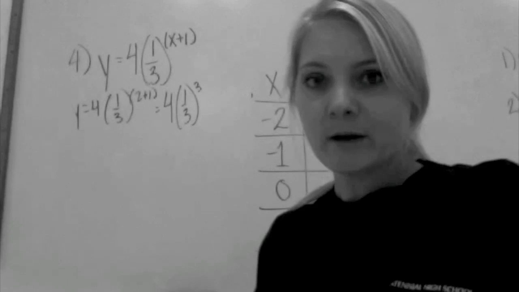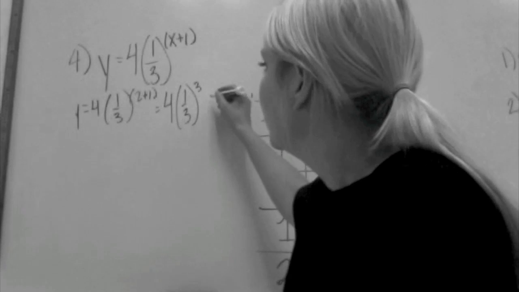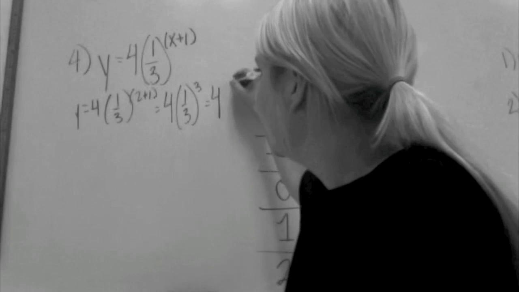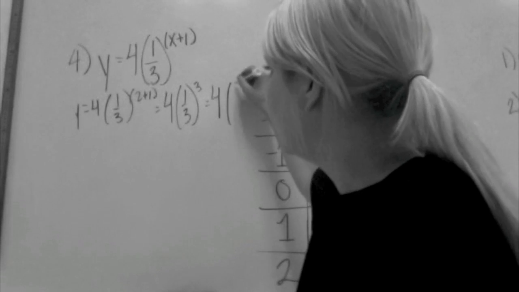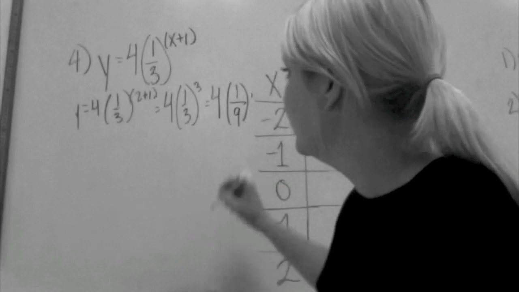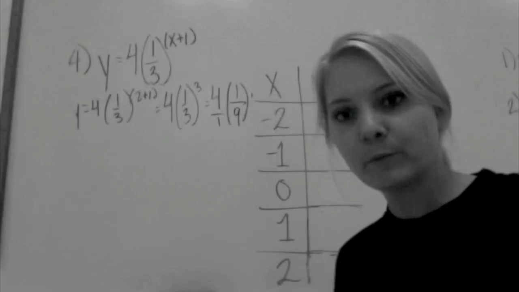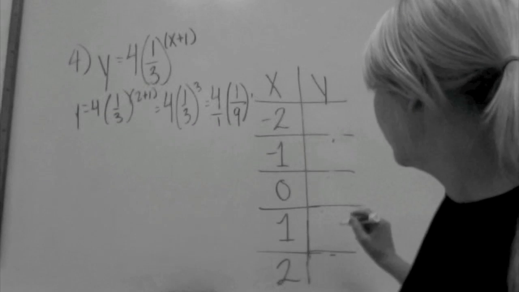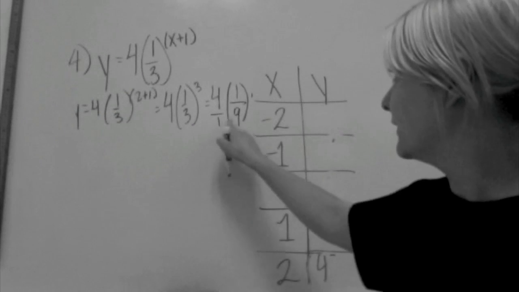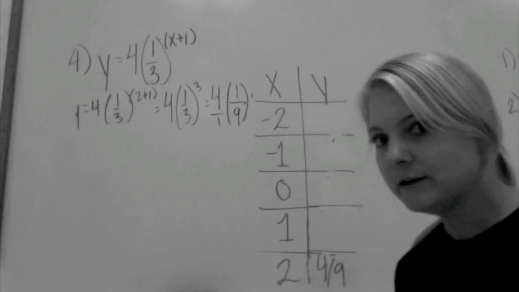All right, so we have to set up like that in order to complete our problem. So we have 4 times 1 cubed is 1 over 3 cubed is 9. So 4, think of it as 4 over 1 times 1 over 9. 4 times 1 is 4. 1 times 9 is 9. So we get a y value of 4/9.